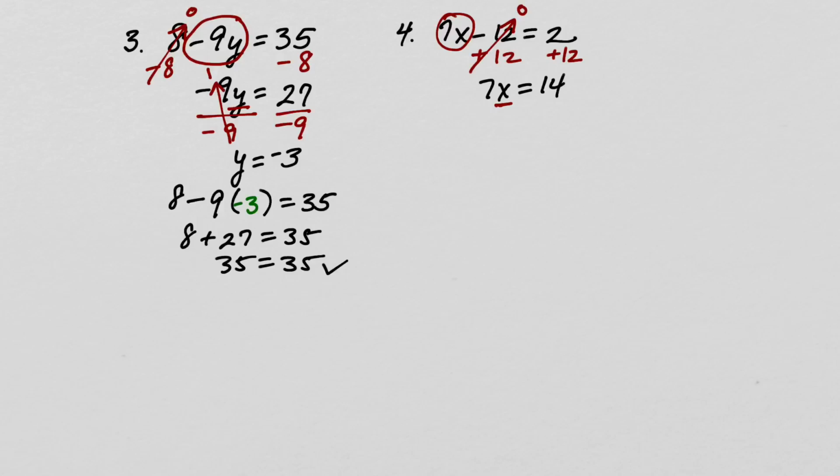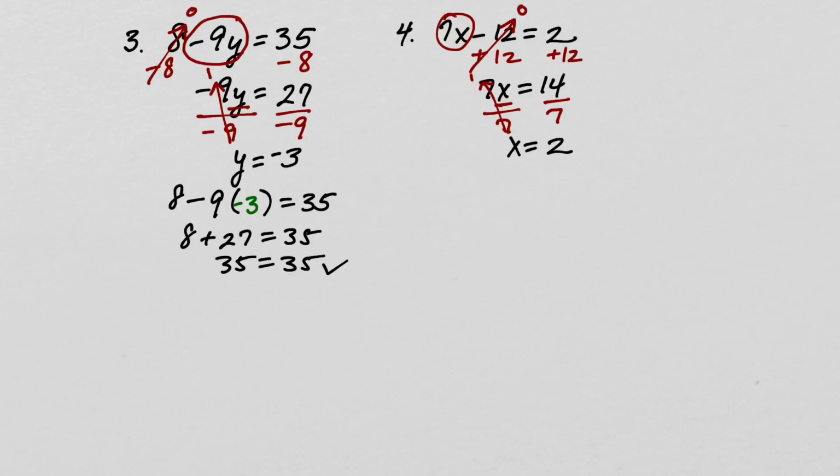I want the x to have a coefficient of 1. Right now it's being multiplied by 7, so I need to do the inverse operation on both sides. So I'm going to divide both sides by 7. 7 divided by 7 is 1. When I simplify this, I get x equals 2.